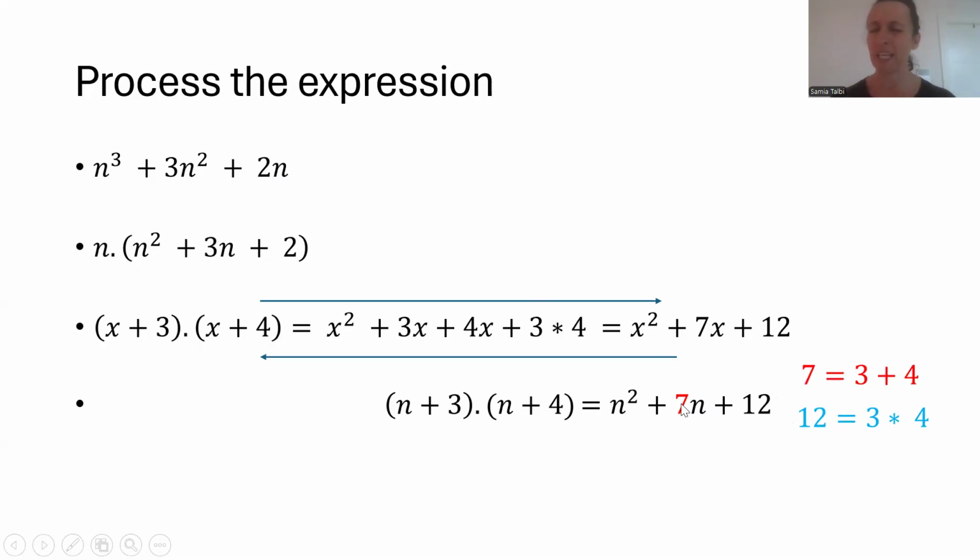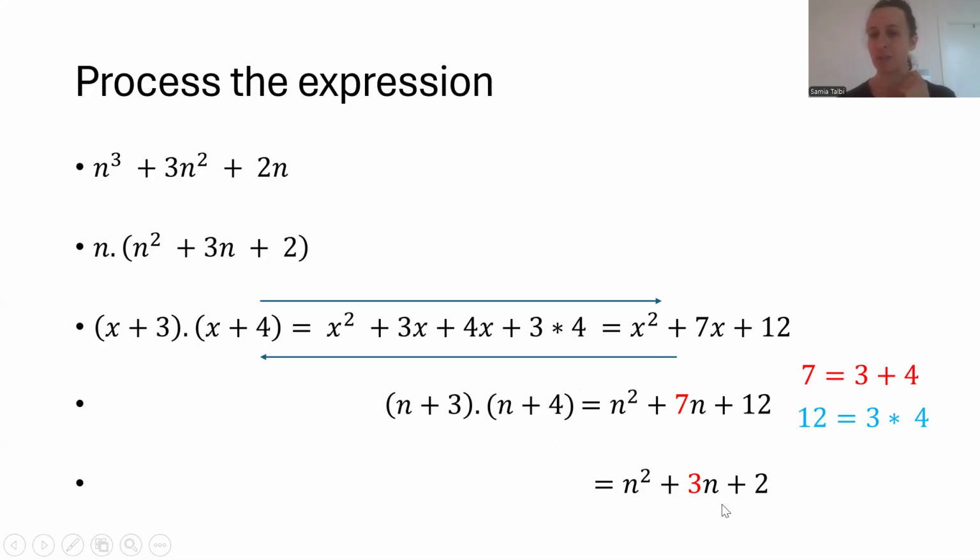So I guess what I was trying to point out is that this number, which I put here in red, the 7, is the sum of these two numbers that are in your factorization bracket. While 12, which should be here in blue, is actually the product of 3 and 4. That's what you get as a constant. You get these two multiplied, right?